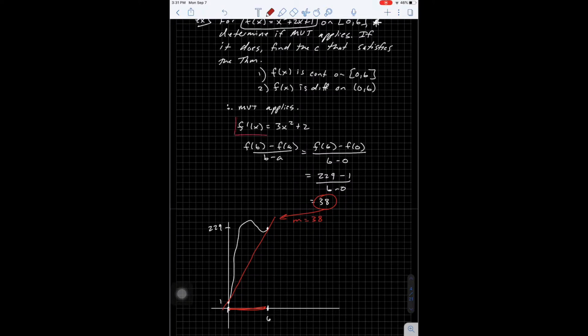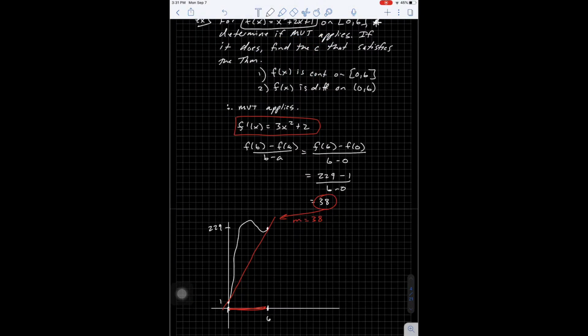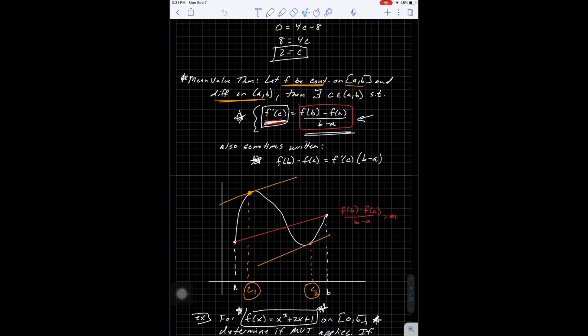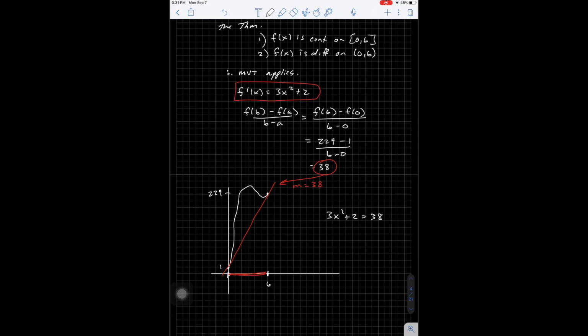Well, the derivative finds the slope. So I want to know where this derivative is equal to 38. So I just set that as equal. That's what the theorem says to do. It's saying take the derivative and set it equal to your slope. All right, and then I go ahead and solve this.